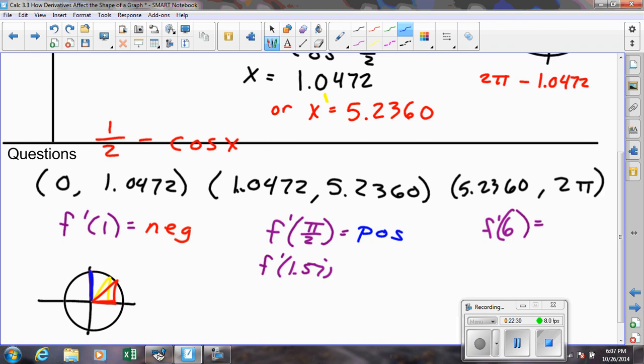And then going to f prime of 6, we know this is my other one. Let's use green on this one. 6 radians would be about here. If I'm coming up, my cosine is the x coordinate. That's longer than 1/2. So like the first interval, I have 1/2 minus some number that's bigger than 1/2. I can recognize that this will be a negative.